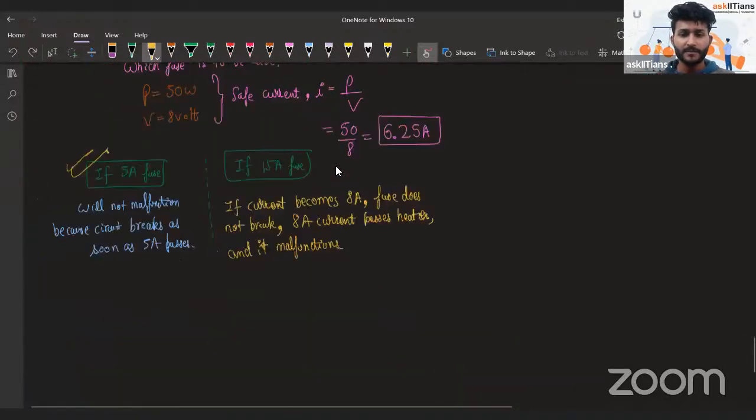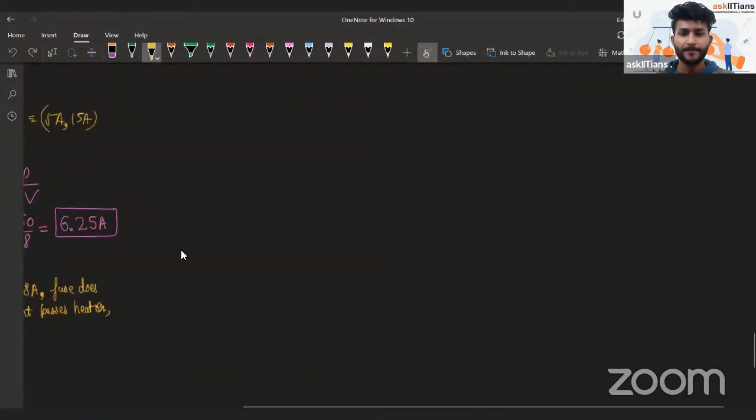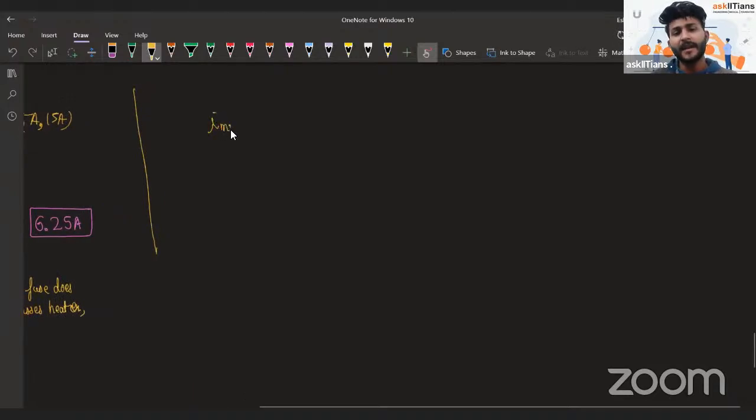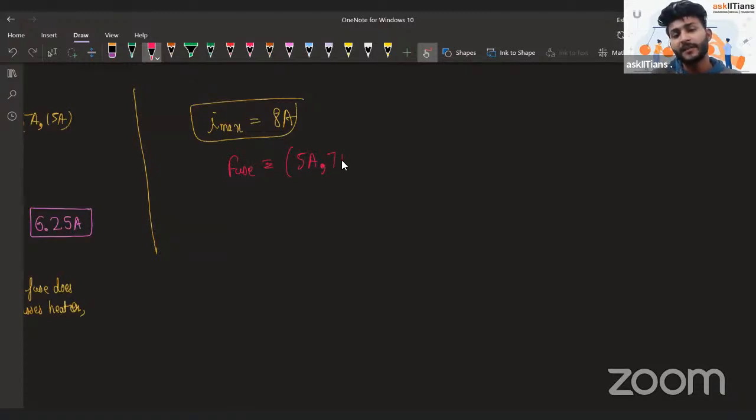Guys, think about this. Let's say the maximum current that can safely pass is 8 ampere, and you have a fuse of two options. One is 5 ampere, the other is 7 ampere. Which one will you use? Correct.